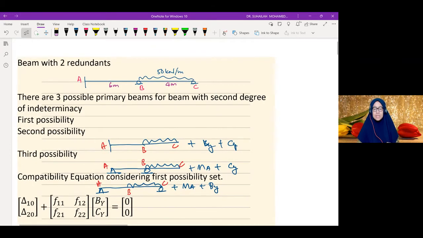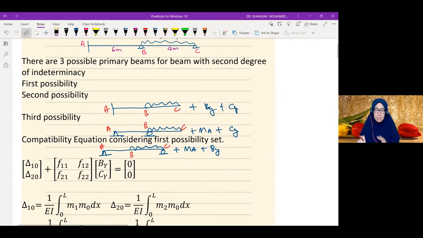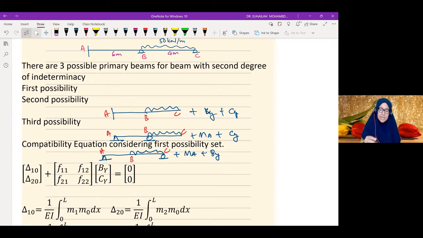Remember I said just now, when we have two redundants, we have three systems. Two redundants means redundant 1, redundant 2, plus the primary system. So we have three determinate systems: the primary beam, redundant 1, and redundant 2. For the possible primary structure, we have three types.